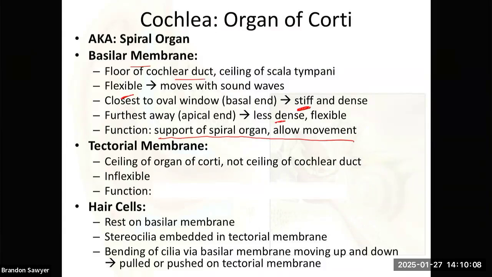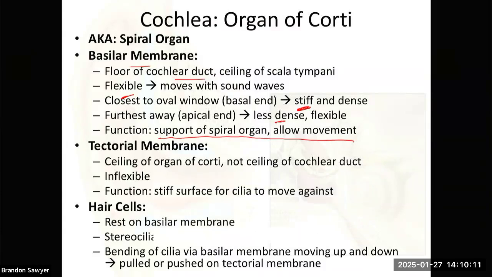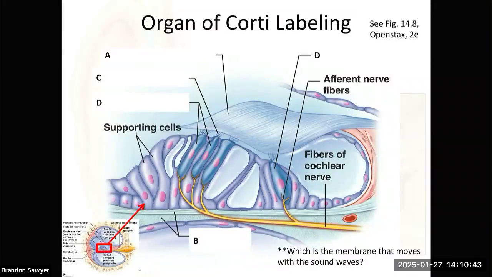And then the tectorial membrane is the ceiling. This is the one that's inflexible. We need a stiff surface for the cilia to move against. If the basilar membrane and the tectorial membrane both moved equally with the vibration of sound, then the hair cells wouldn't get bent over. So we have to have one that doesn't move and one that does, and that makes the hair cells bend. The tectorial membrane is the stiff one. Those hair cells rest on the basilar membrane, and the stereocilia are stuck in the tectorial membrane up top. Next slide is labeling that. So go ahead, label that, and send in your answer to that question on the bottom there with your clicker.